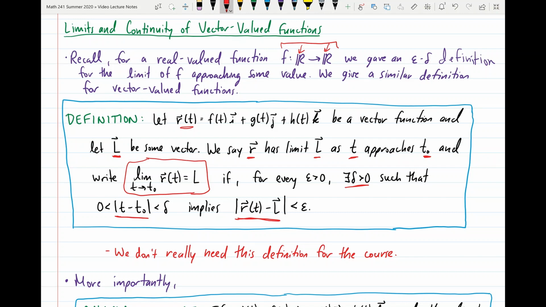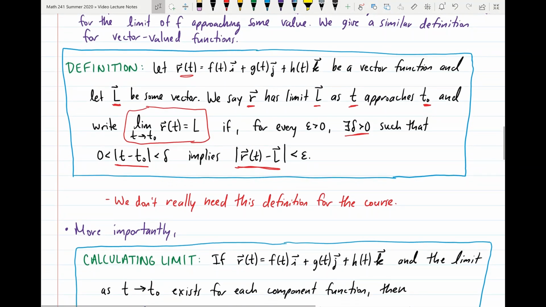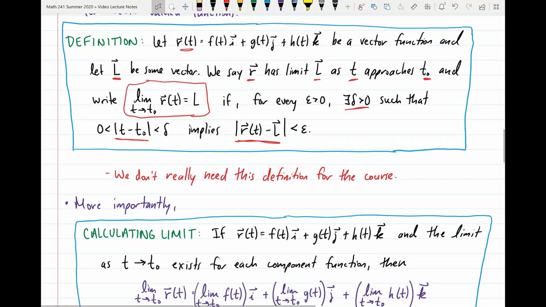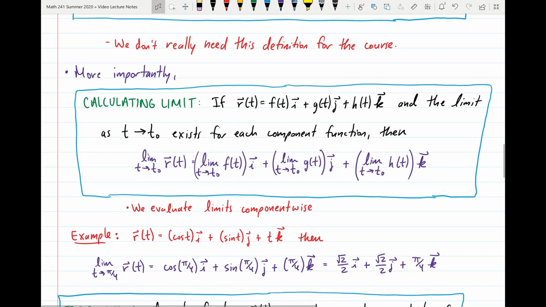And ultimately, we don't really need this definition for the course. So if, as I went through that, it seemed very foreign, that's absolutely fine. I just want to give it because I'd feel a little bit bad if I didn't give the definition. But realistically, we're never going to use the definition. You're not going to be doing any epsilon delta proofs for limits. This is really the important information that you need to know for the course, is how to calculate the limit of a vector valued function. So if we have a vector valued function r again, and the limit as t goes to t naught exists for each of the component functions.